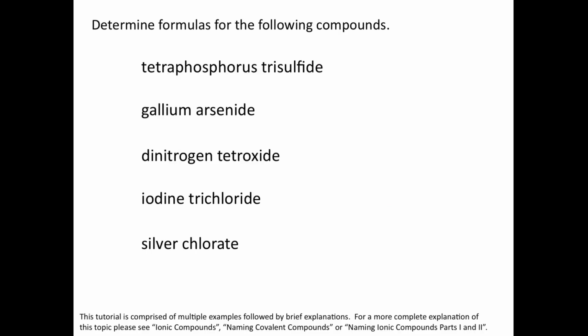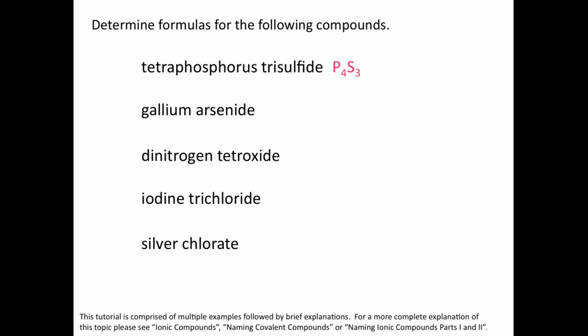Okay, let's work backwards. Tetraphosphorus trisulfide. Determining the formulas for covalent compounds is usually quite a bit easier because the prefixes tell you exactly how many of each atom you have. So tetra means 4, we have 4 phosphorus atoms, and tri means 3, so 3 sulfur atoms. P4S3. Gallium arsenide. Gallium can be considered a metal, and arsenic is a nonmetal.